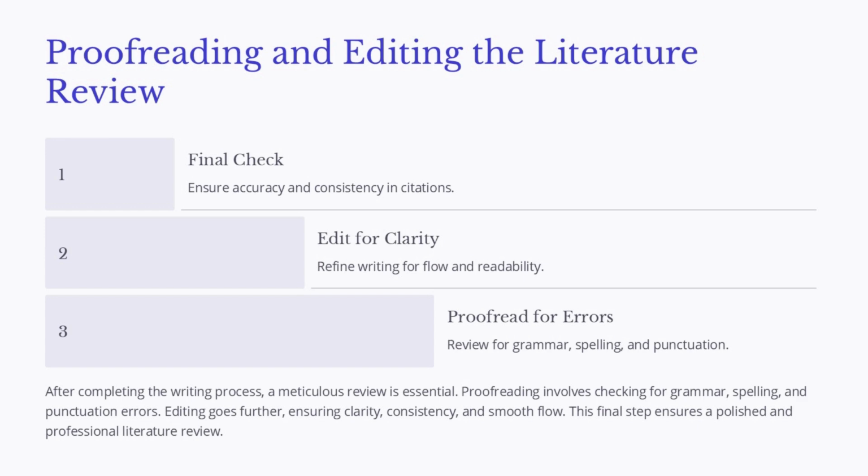The literature review is a critical part of any academic paper, so it's important to thoroughly proofread and edit it. First, we need to ensure the accuracy and consistency of all citations. Double-check that every source is properly cited according to the required style. Next, we'll edit the writing to improve clarity and readability. Look for opportunities to refine the phrasing and flow of the text. Finally, we'll do a thorough proofreading to catch any remaining grammar, spelling, or punctuation errors. This final polish will result in a polished, professional literature review. The goal is to present a flawless, well-written literature review that supports the overall paper.